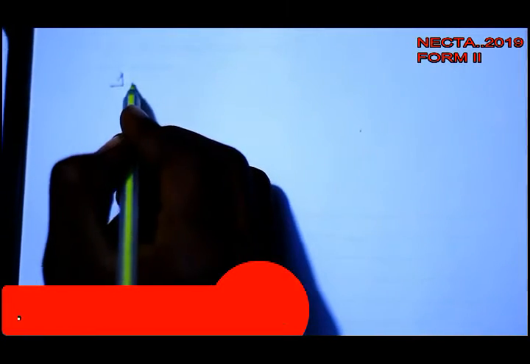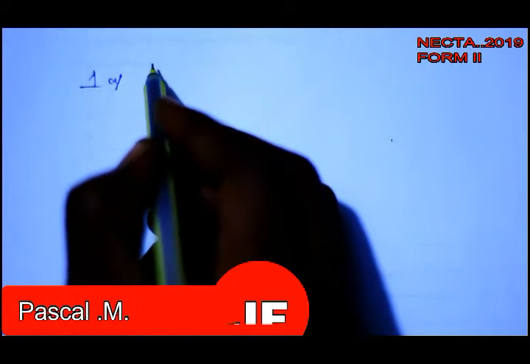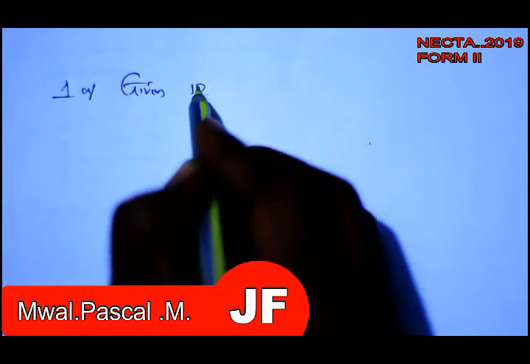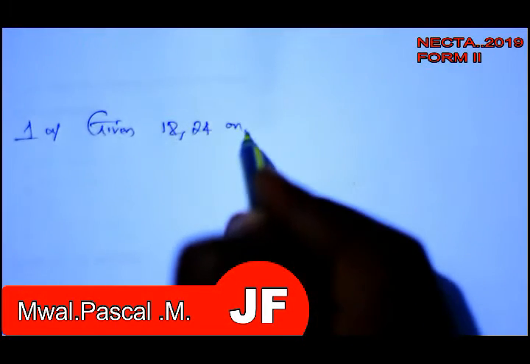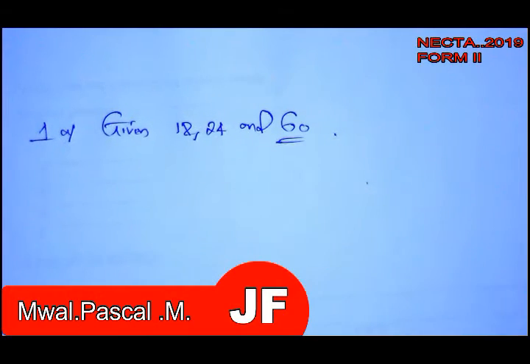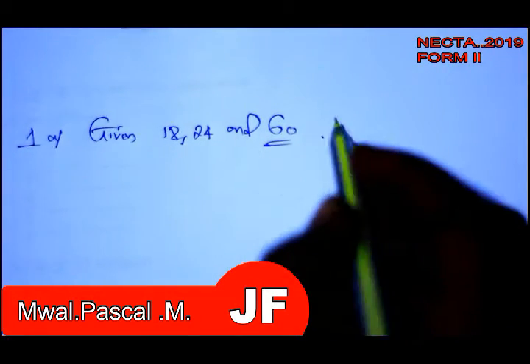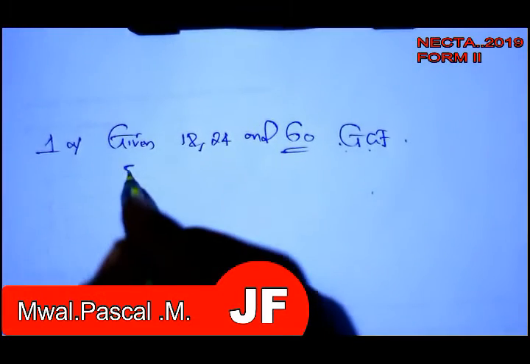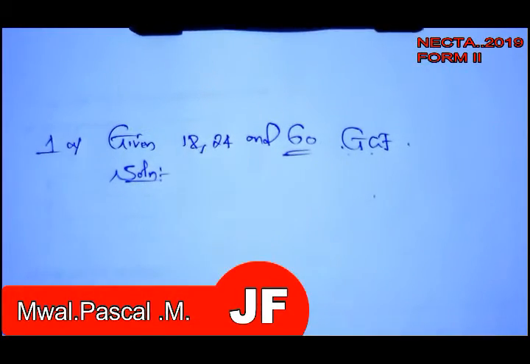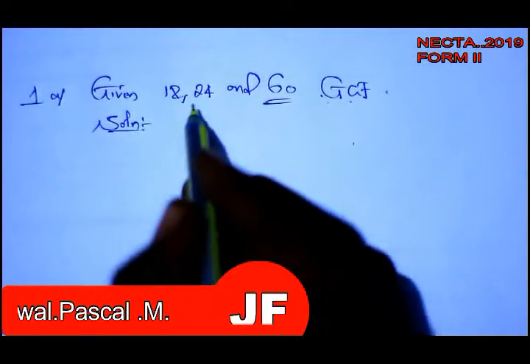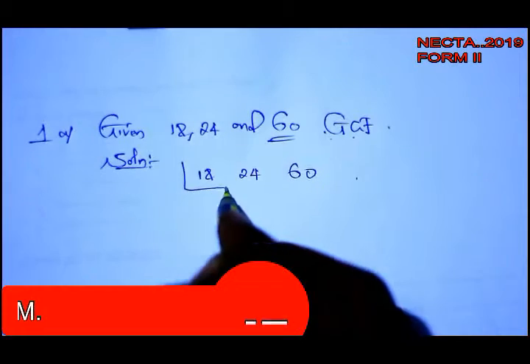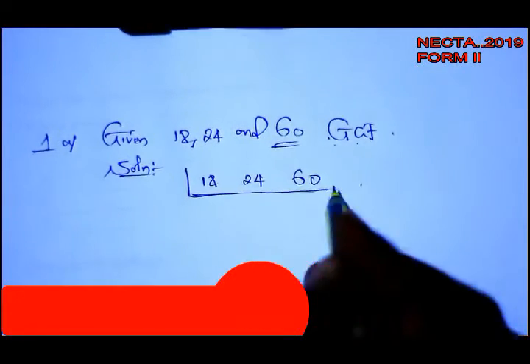For example, question number 1a. Find the GCF of 18, 24, and 60. We have been given 18, 24, and 60. So these are three numbers for which we need to find the GCF, or the greatest common factor. So for the solution, taking up the three numbers 18, 24, 60, we need to find the GCF, or the greatest common factor.